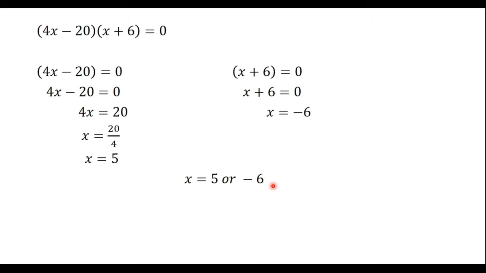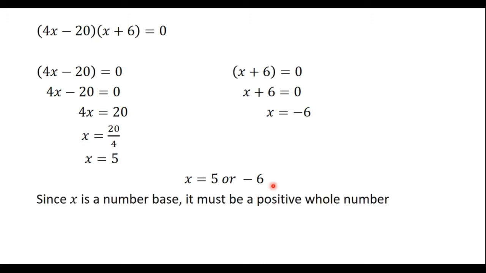Now, let's look at our question. In the question, x is a number base. Remember that it is 441 base x. So, x is a number base. Now, a number base must be a positive whole number. Since x is a number base, it must be a positive whole number. Number bases are not negative. We have not seen any negative number base here. So the number base must be a positive whole number.